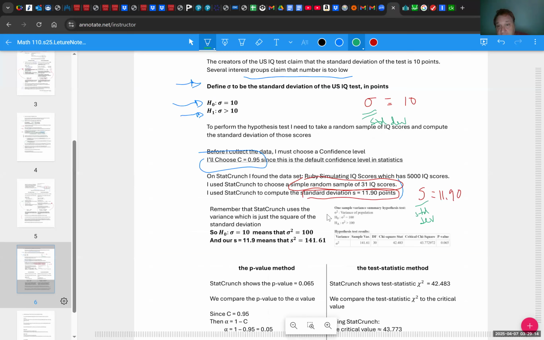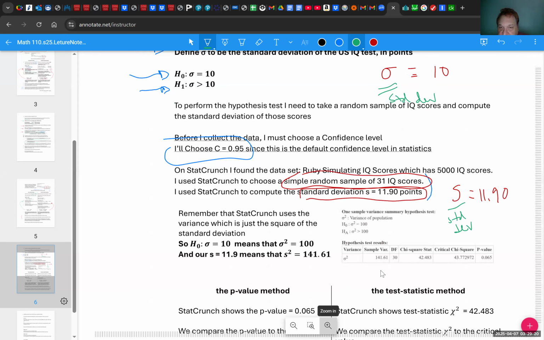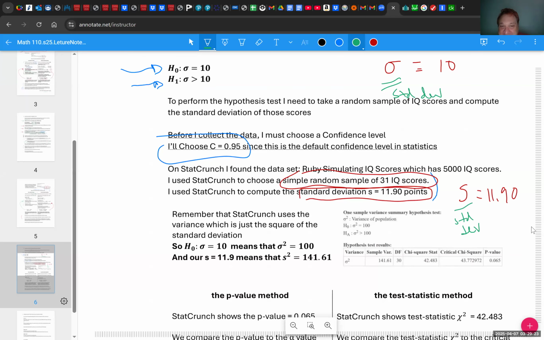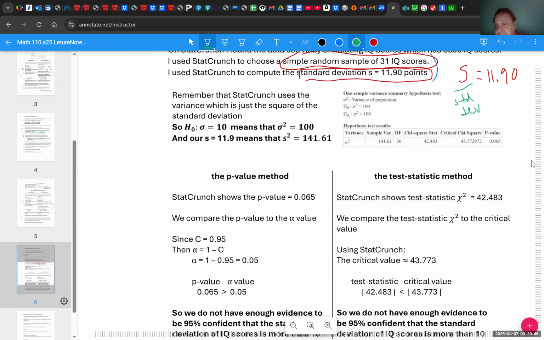Okay, so I show you now the readout. So here's the readout. I made it small. So our sigma squared was 100 and the alternative was greater than 100. And these are the same numbers that I just showed you from the StatCrunch reading. I just literally copied and pasted it here, so I wouldn't have to jump back and forth. Once again, we have two methods, the p-value method and the test statistic method. I'll do them in reverse this time just to be different.